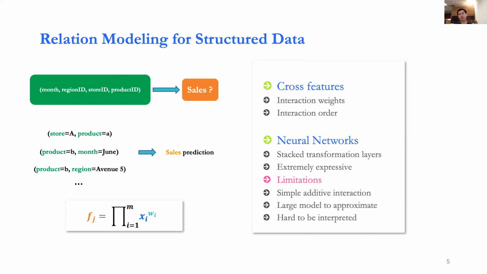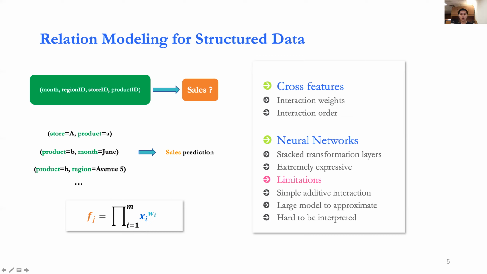Cross features. The feature interaction can be mathematically described by the cross feature, which is formally defined in the general form here. That is the product of input features with their respective interaction weights. Specifically, the interaction weight Wi determines the contribution of the ith feature to the cross feature. And Wi equals 0 will mask out the corresponding feature Xi in the interaction. And the interaction order of a cross feature refers to the number of non-zero interaction weights, namely how many constituent attributes are in the interaction.